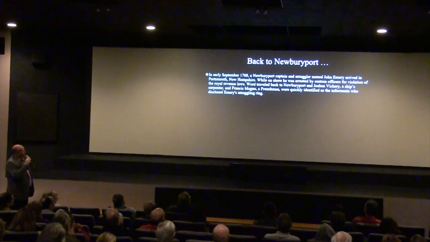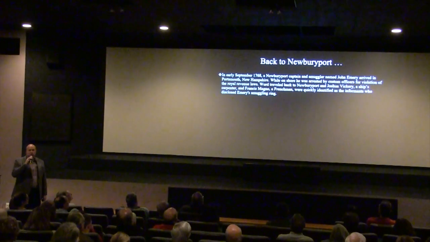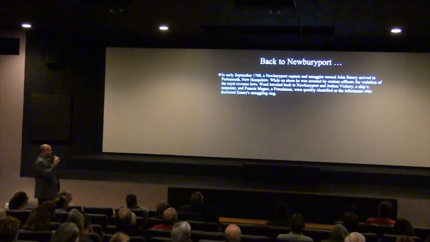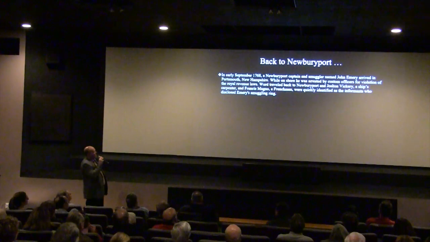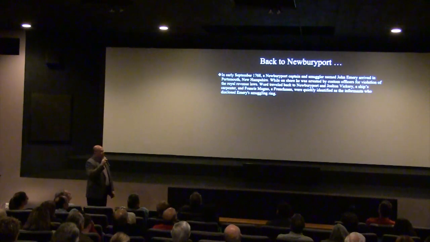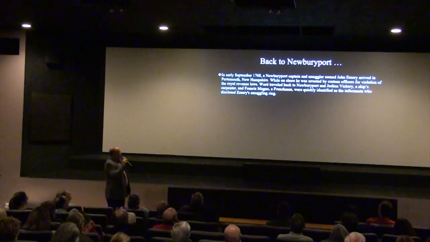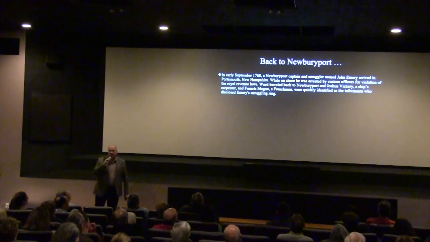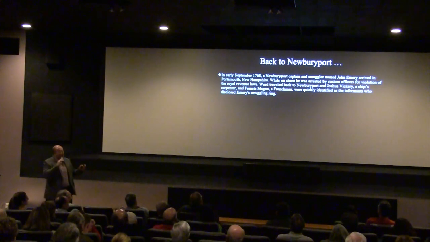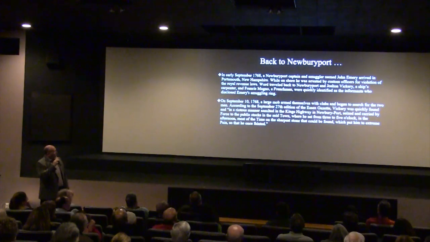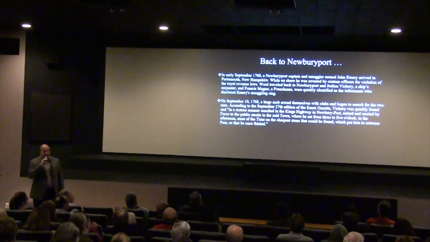Word traveled back to Newburyport, and it was basically identified that there were two informants that probably ratted out Mr. Emery. They were Joshua Vickery, who was a ship's carpenter, and Francis Magno, who was a Frenchman. They were both quickly identified as the informants. Now, the Frenchman, lucky enough, basically said, I'm out of here, and he got out of there.